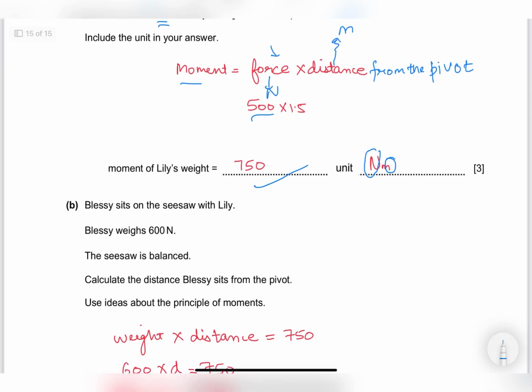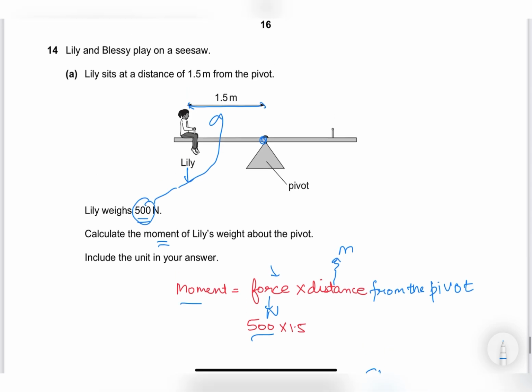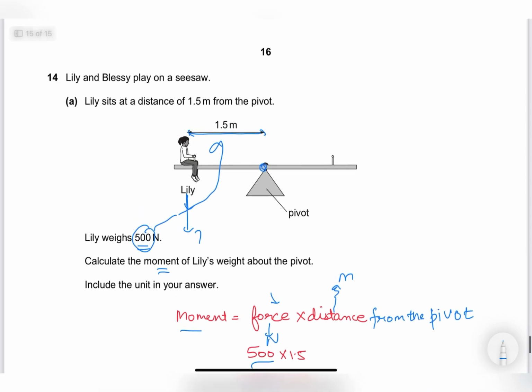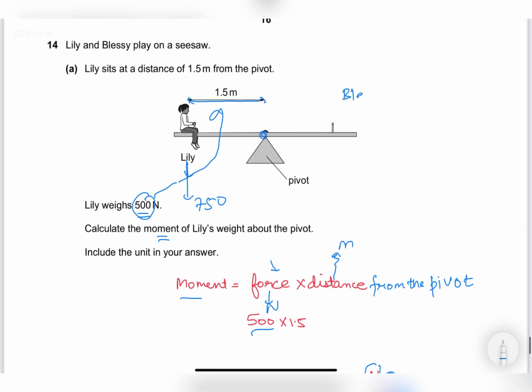Blessy sits on the seesaw with Lily. Blessy weighs 600 Newton. The seesaw is balanced. Just circle it with me: the seesaw is balanced. So if Lily is giving a moment of 750, and Blessy is sitting over here, let me draw Blessy for all of you, the total moment of Blessy will also be 750. Only then will it balance, right? But the weight of both of them is not equal.